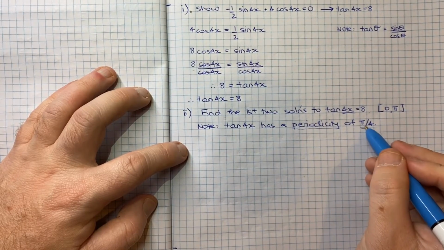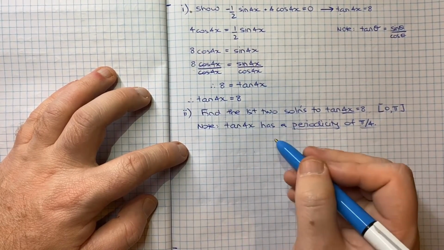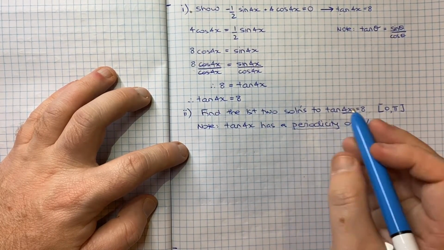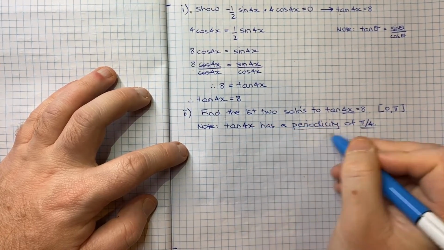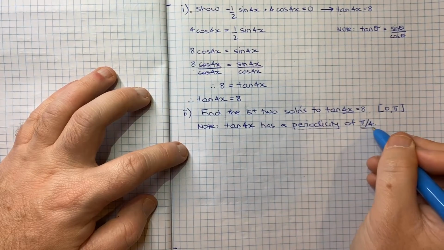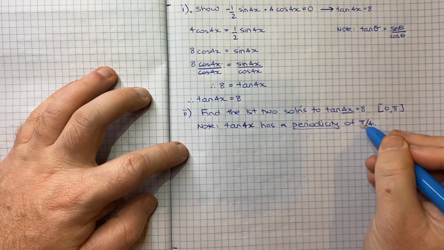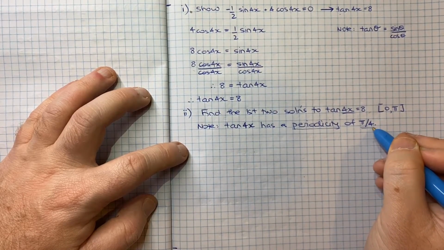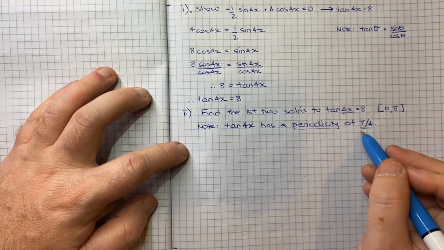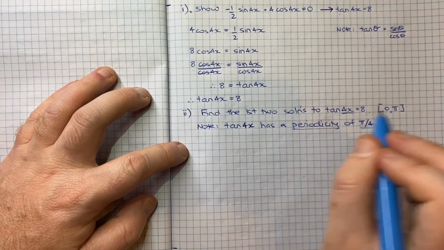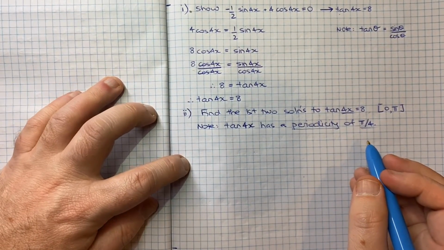Now the reason I know it's pi on 4 is the periodicity of just plain old tan x is pi, and then if you put a number in front of the x, then you divide pi by that number to get the new periodicity. So here we've got tan 4x, so our periodicity is pi divided by 4. So basically we're going to have our first solution, whatever that is, and then our next solution will be another pi on 4 across. So that's probably the essence to this part 2.